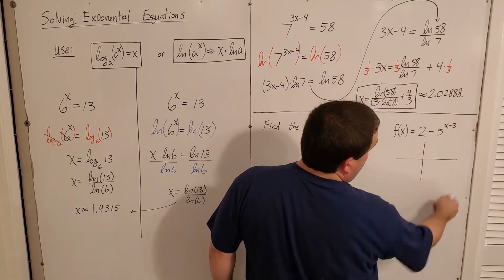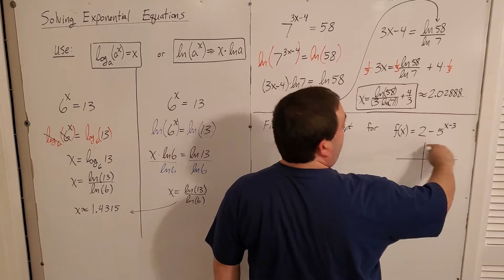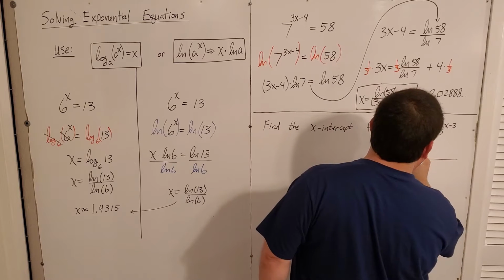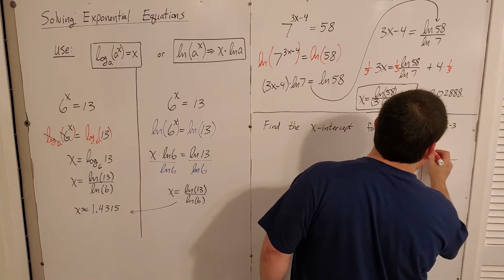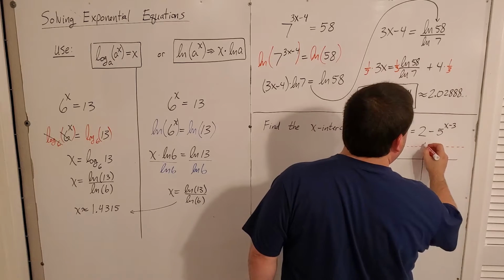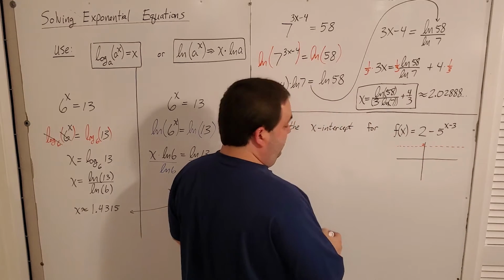Reflected makes it go downward, right? Then it's been shifted up and to the right. So I should have a horizontal asymptote at y equals 2.